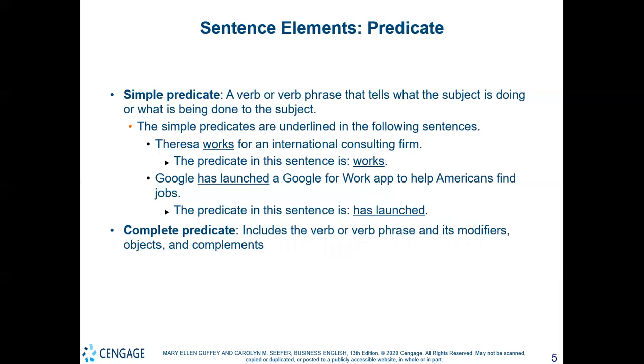Sentence elements: predicate. Simple predicate: a verb or a verb phrase that tells what the subject is doing or what is being done to the subject. The simple predicates are underlined in the following sentences. Teresa works for an international consulting firm. The predicate in the sentence is works. Google has launched a Google for Work app to help Americans find jobs. The predicate in the sentence is has launched. Complete predicate includes a verb or a verb phrase and its modifiers, objects, and complements.